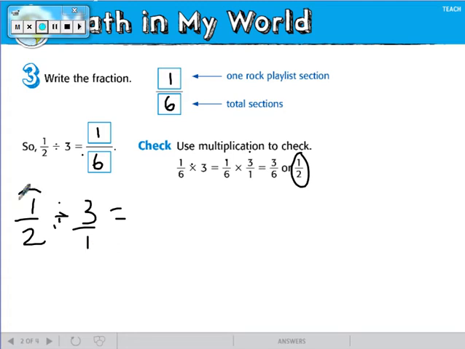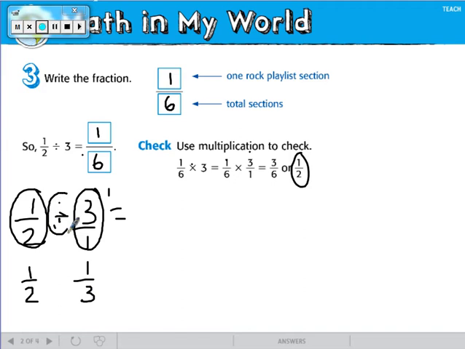Now, we keep our first fraction, right? So it stays 1/2. What do we do with our other fraction? We flip it. We use the inverse. Okay? Which the inverse of 3 over 1 is 1/3. What do we do with the division sign? Make it multiplication. And I'm sorry, my division sign is pretty sloppy, but oh well.